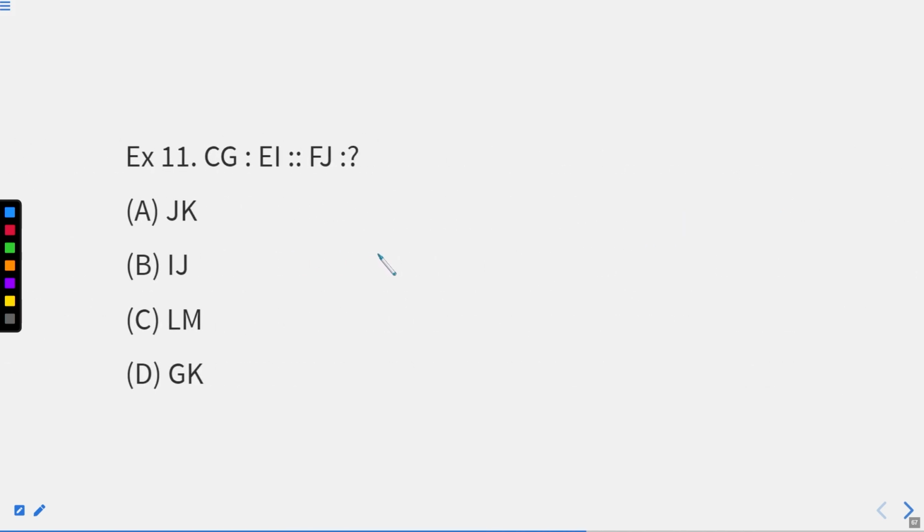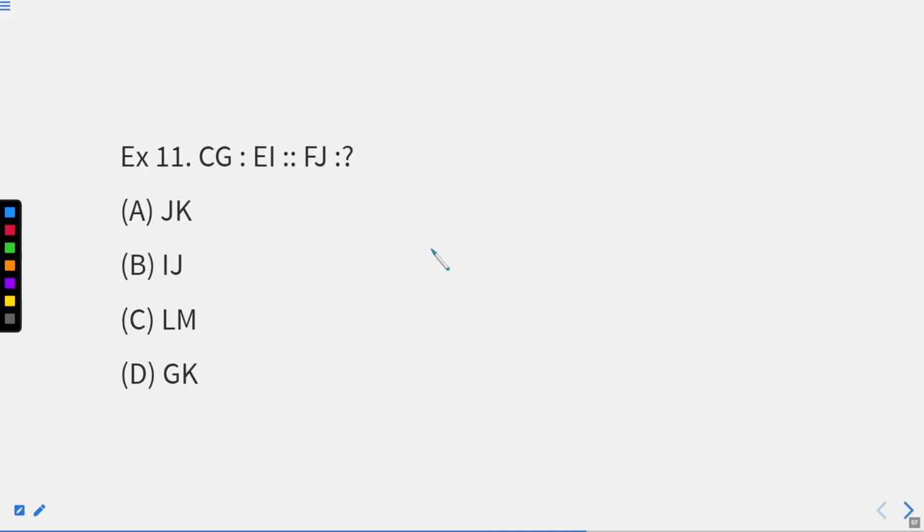Now I'm moving to the 11th question, where we are going to deal with some different kind of questions. The procedure for the question will always remain the same. C, G, E, I, a relation. How can you derive the relation? I'll tell you some possibilities of how it can be done. We know that C, D, E, plus 2 is here. G, H, I, a plus 2 is here. You can see we are getting a very easy relation. So what about F, J?